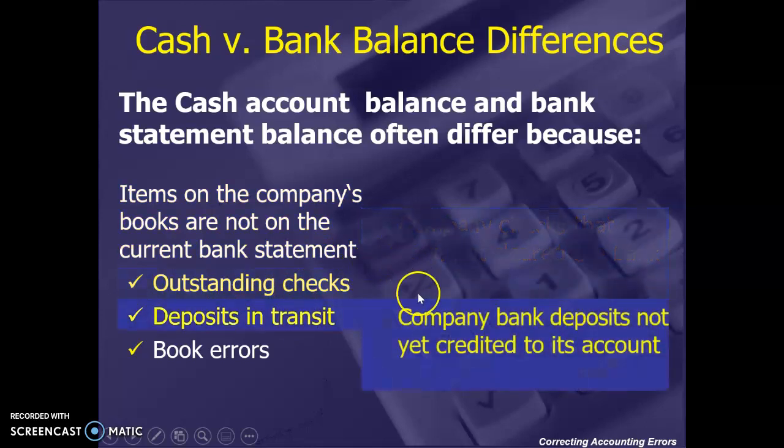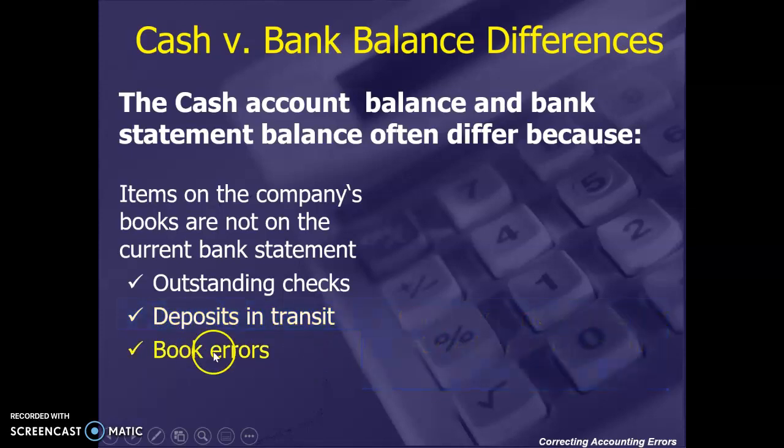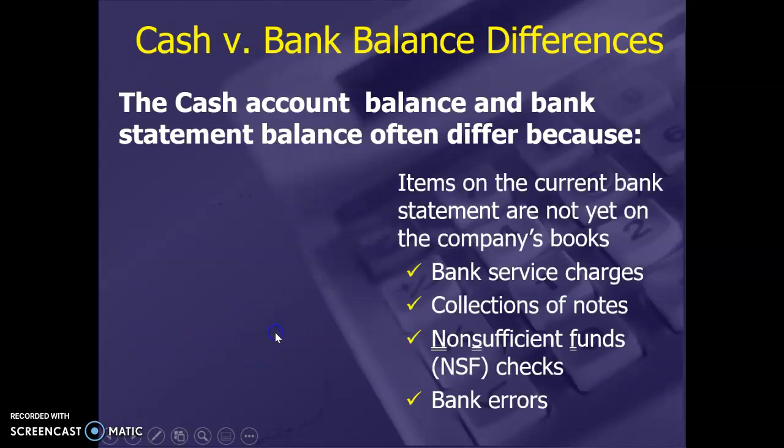Deposits in transit are company bank deposits not credited to your account yet. So you put it in the night deposit at the bank and they just have not recorded it till the next day, something like that. And then the last one is book errors here. So that is when you make an error on your books, you write something down wrong, you forget something like that.